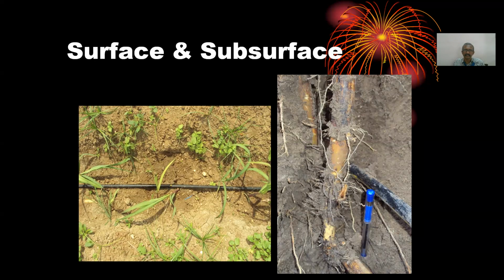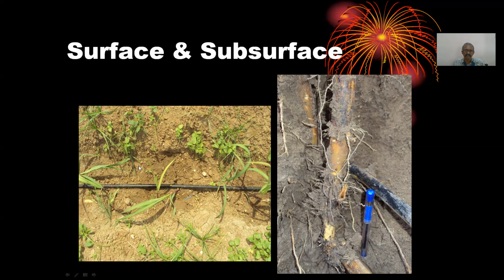Next classification is surface and subsurface drip irrigation. Based on this criterion, surface drip irrigation will have all your laterals placed above the land. In case of subsurface drip irrigation, laterals are placed below the ground, and the emitters will all be embedded inside. And when laterals and the drippers are operated, the wetting happens inside the soil, and we will study a little more detail about subsurface drip irrigation after a few slides. So at this stage, just know that this is one classification.